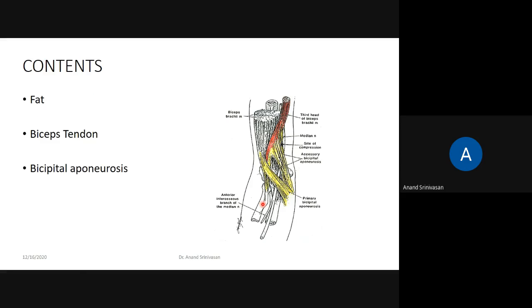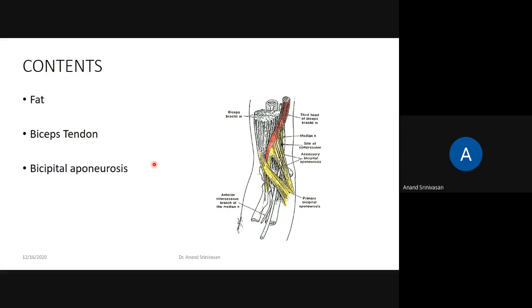Now the contents. If you dissect through the cubital fossa, you will find a large amount of fat. So there is a certain amount of fat present in this cubital fossa. Why should there be fat? Because there are many important structures in this region, like the nerves and vessels, and we do elbow flexion and extension most of the time, and during this action, these nerves and the blood vessels should not be injured. So that's why there is fat.